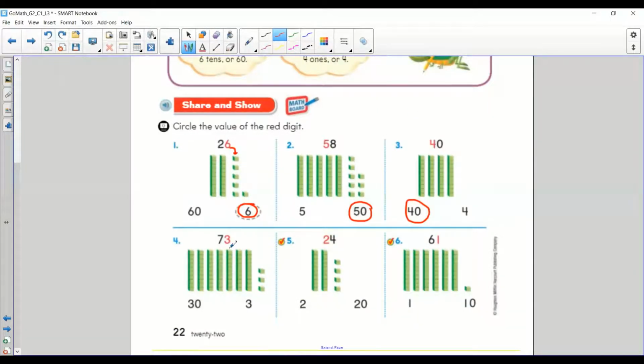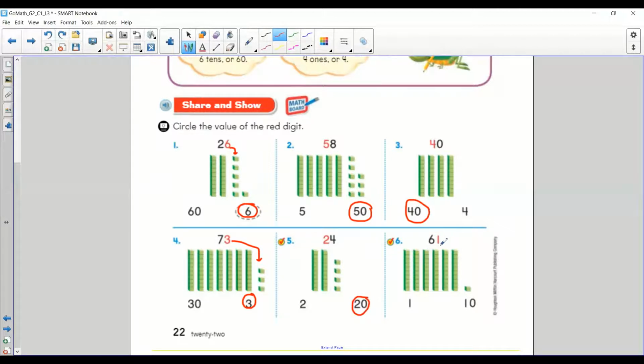So this number is 73. Now the 3 is in the ones place. And see how it goes with these little ones? Well, I don't think that's 30. I think that's just 1, 2, 3. So we circle the 3. At 24, there's 10, there's 20. See how it's on the left? It's in the tens place. So 20 is the value of 2 tens.